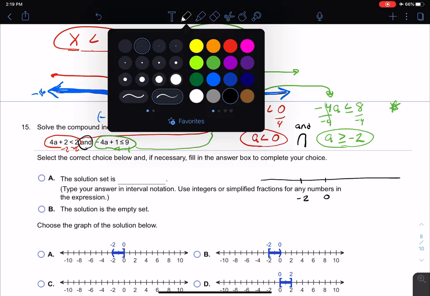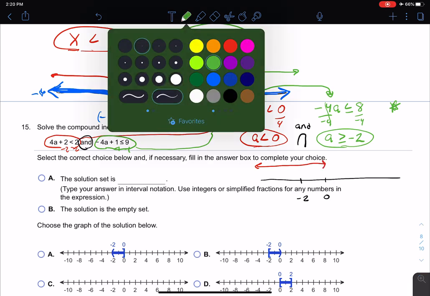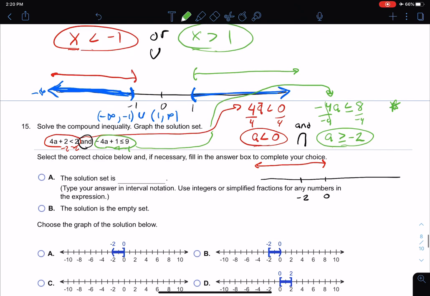Okay, let's do the red. The red says shade the a values that are less than 0. Well, less than 0 is to the left of 0, and it's not equal to it because it's just less than, so it's open. And then the green says shade the a values that are greater than or equal to -2. Well, -2 is right here, and greater than is always to the right on the number line, and it is also equal to it, so that's got to be closed.